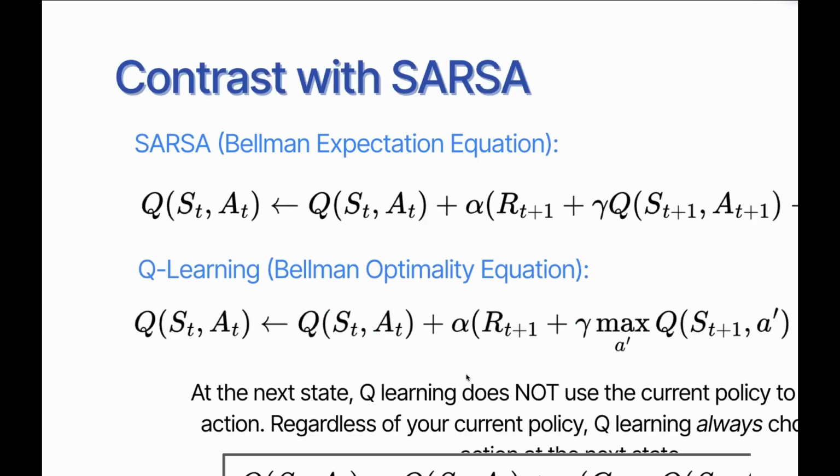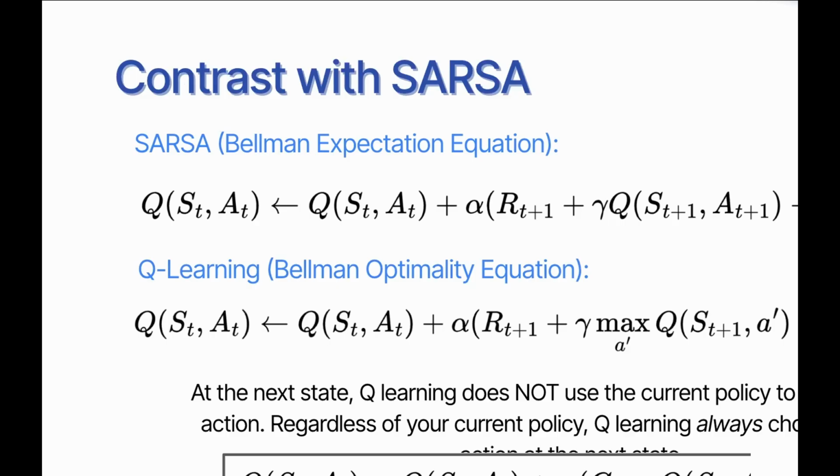So just sort of putting it into words, right? At the next state, Q learning does not use the current policy to sample the next action. Okay, remember this is very important. Let's say the best action at the next state under the current policy has a probability of 0.0001%. You still pick it in Q learning. In SARSA, you won't pick it, or you might, but it's got a very small chance of doing so.